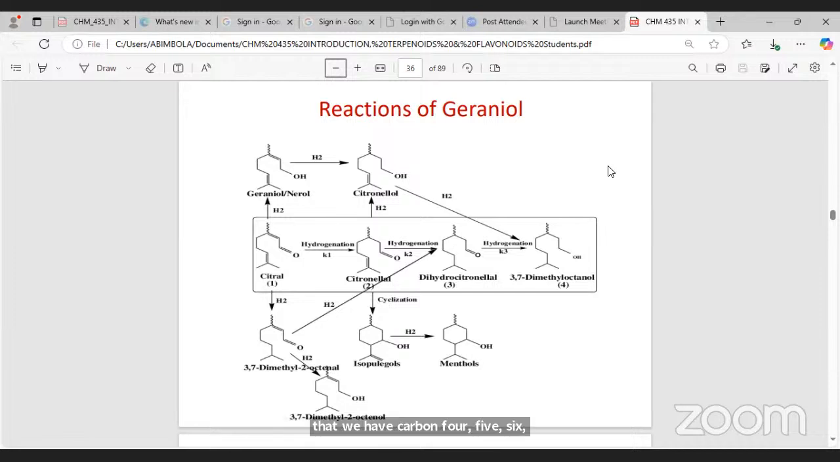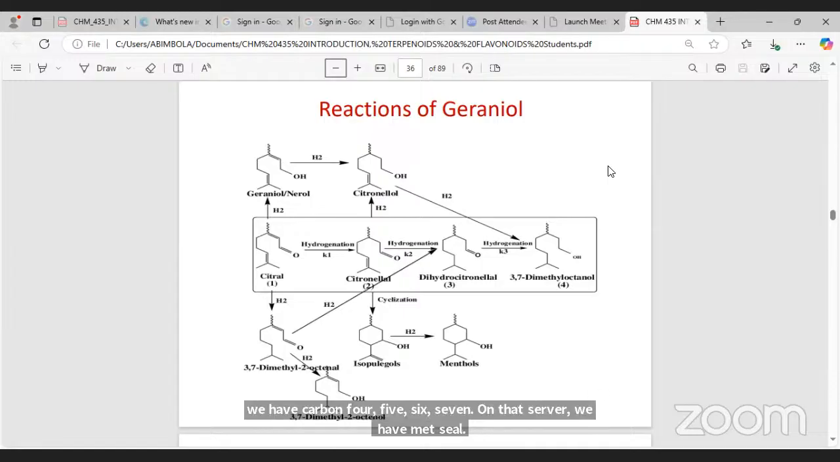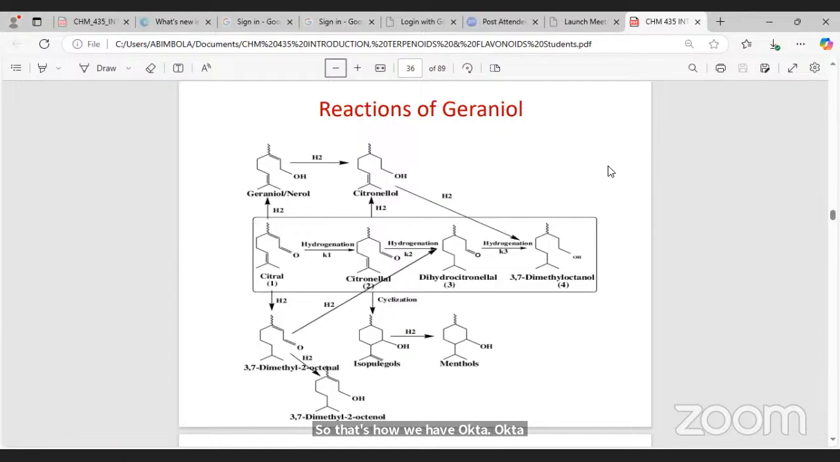On that 7, we have methyl, and the last bond is the 8. That's why we have octa, and octanol because it's an alcohol. So in the alcohol, carbons 3 and 7 have methyl. Complete hydrogenation of nerol or geraniol is going to give us 3,7-dimethyl octanol. Is that clear? That is scheme number 1. Now, another scheme you might be asked is, how do we obtain menthol from geraniol? Let's follow the scheme. We are looking for menthol. Where do we get menthol from?